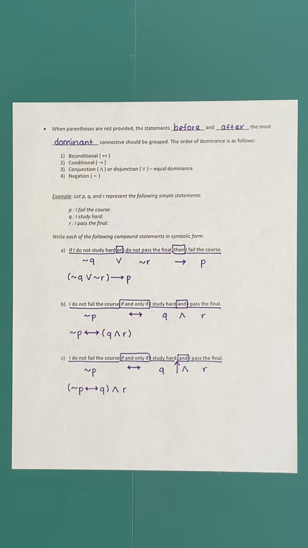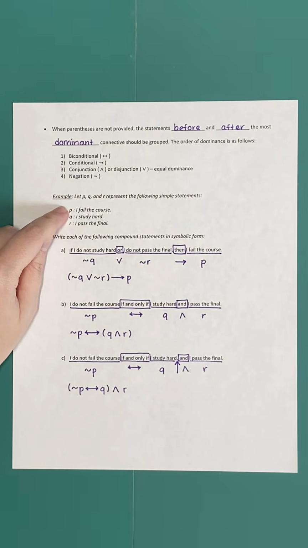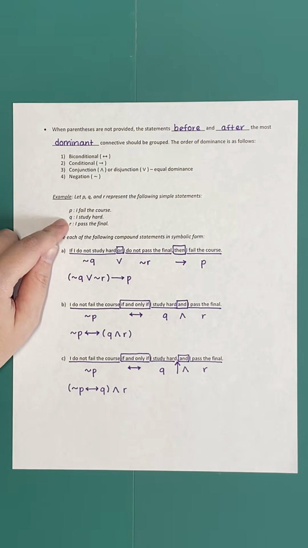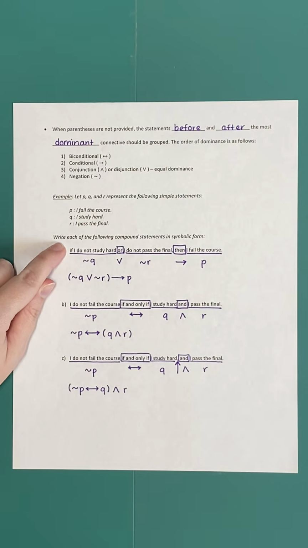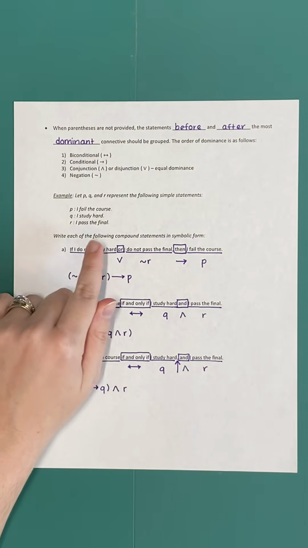Once you see where the statements are being split from one another, it's going to be easier to identify them and label them. So P is I fail the course, Q is I study hard, and R is I pass the final. Okay, so first sentence, if I do not study hard or I do not pass the final, then I fail the course. Okay, start with your connectives.